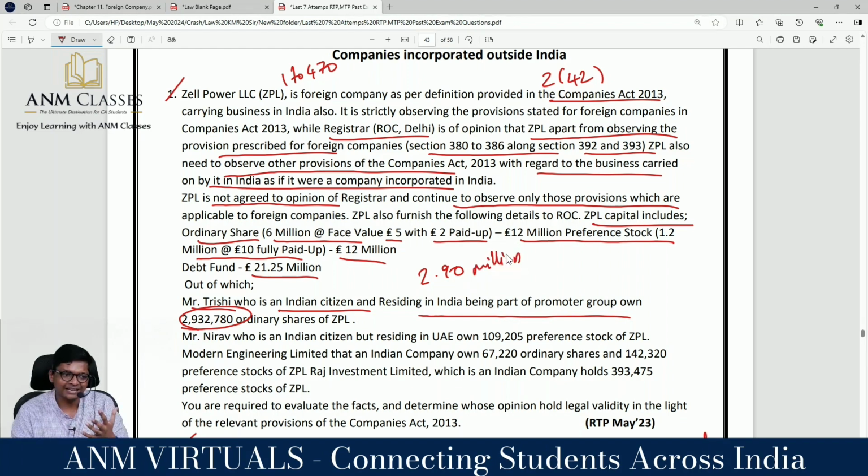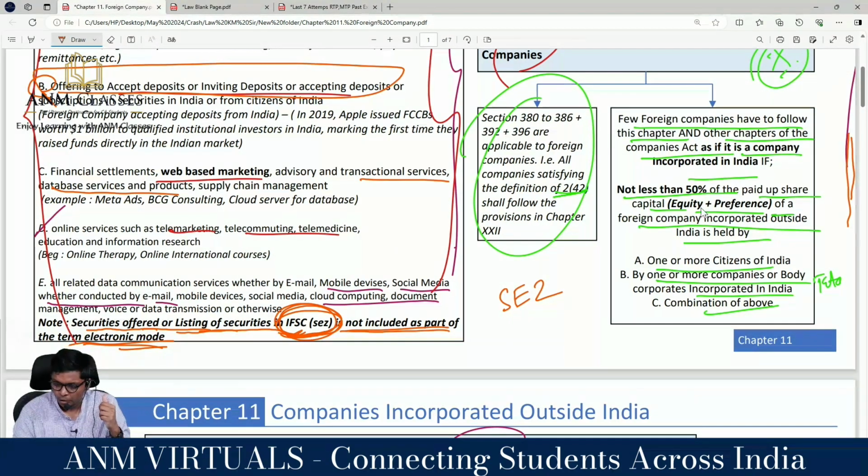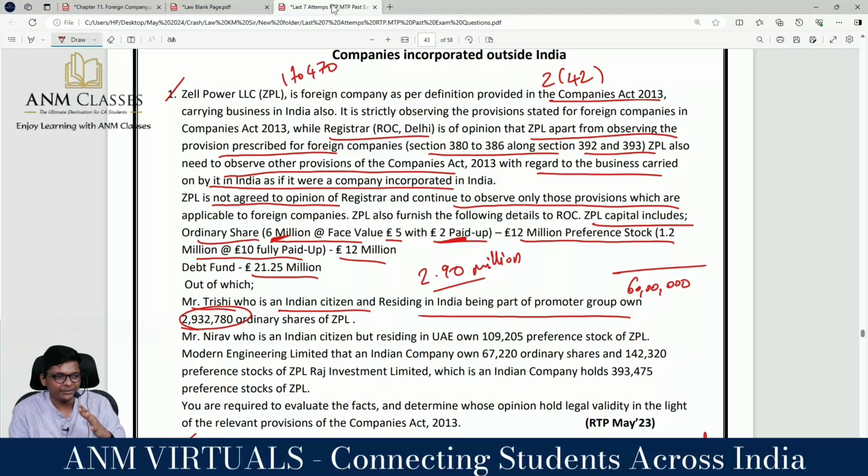2.9 million approximately. 1 million is 10 lakhs. Now this question in your exam will not be in millions, they will write 60 lakhs or whatever. She owns 2.9 million. Let's do a rough computation. Here 6 million is roughly 60 lakhs, but with a paid up value of 2. Look at the provision. The provision says more than half of the paid up share capital. Computation will be a little complex because it's a final question. For us it will be easy, but let's solve it just for our satisfaction.